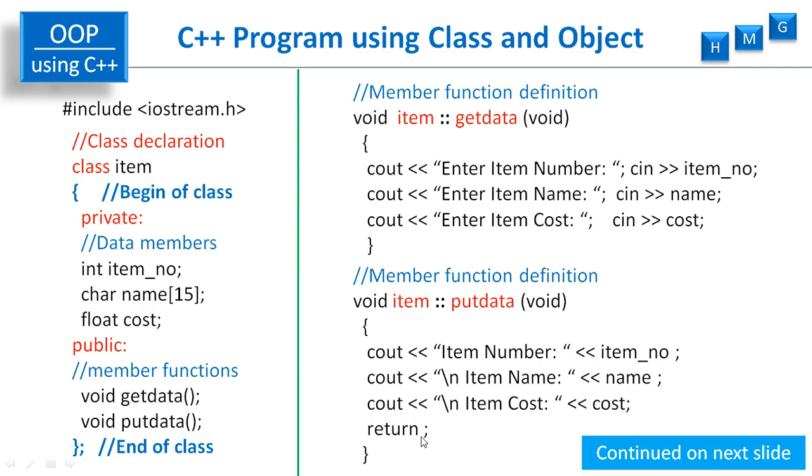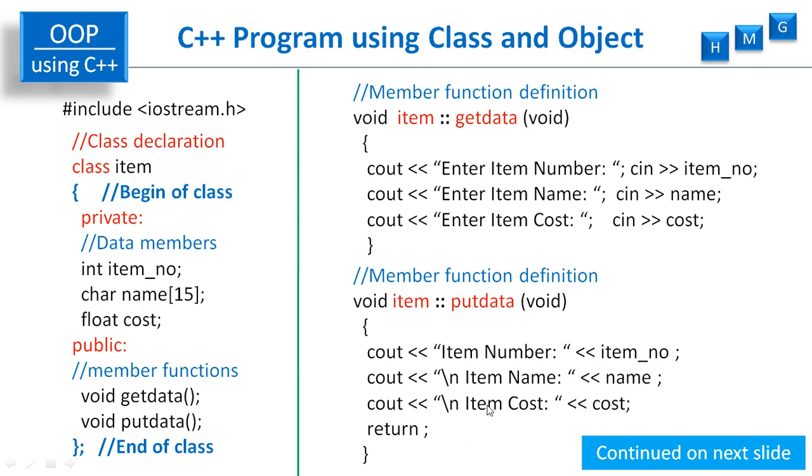Now here the class definition is over. The class definition is having two parts. This is on the left side class declaration, on the right side member function definition. The program is not completed yet. We'll continue on the next slide.